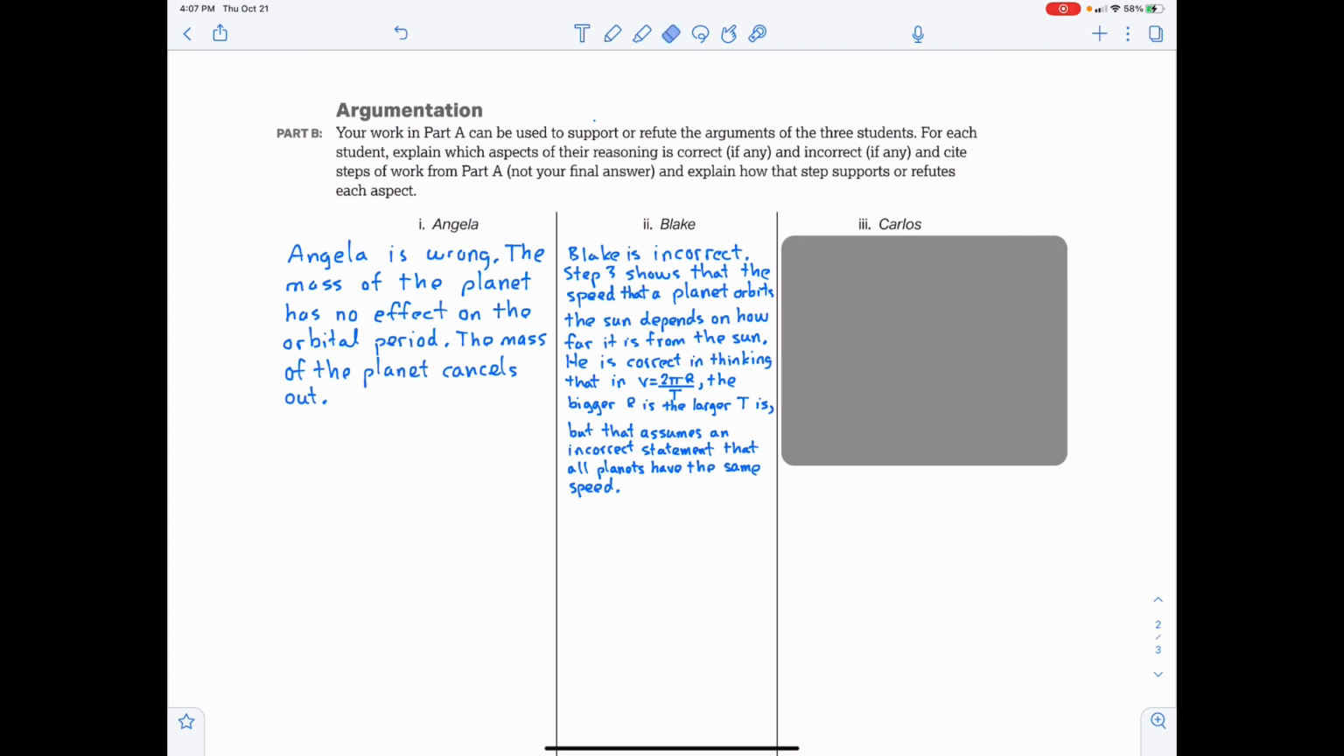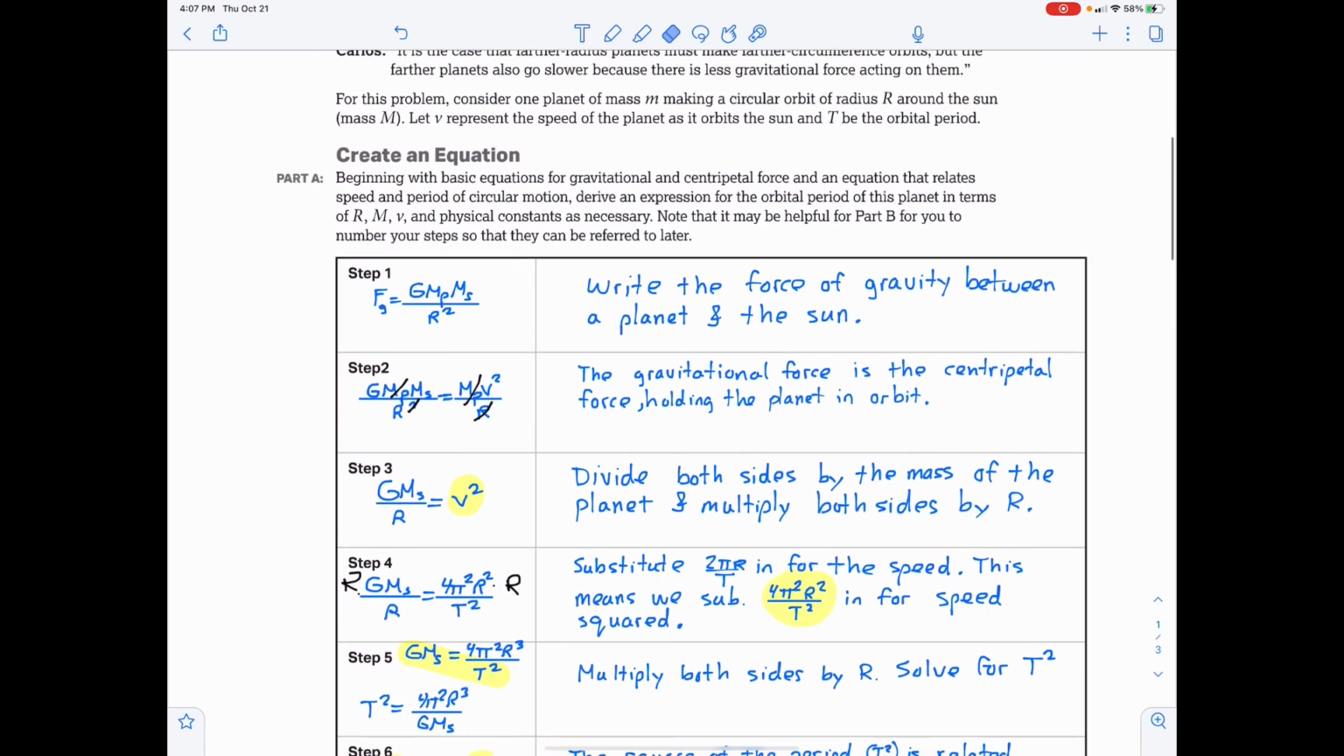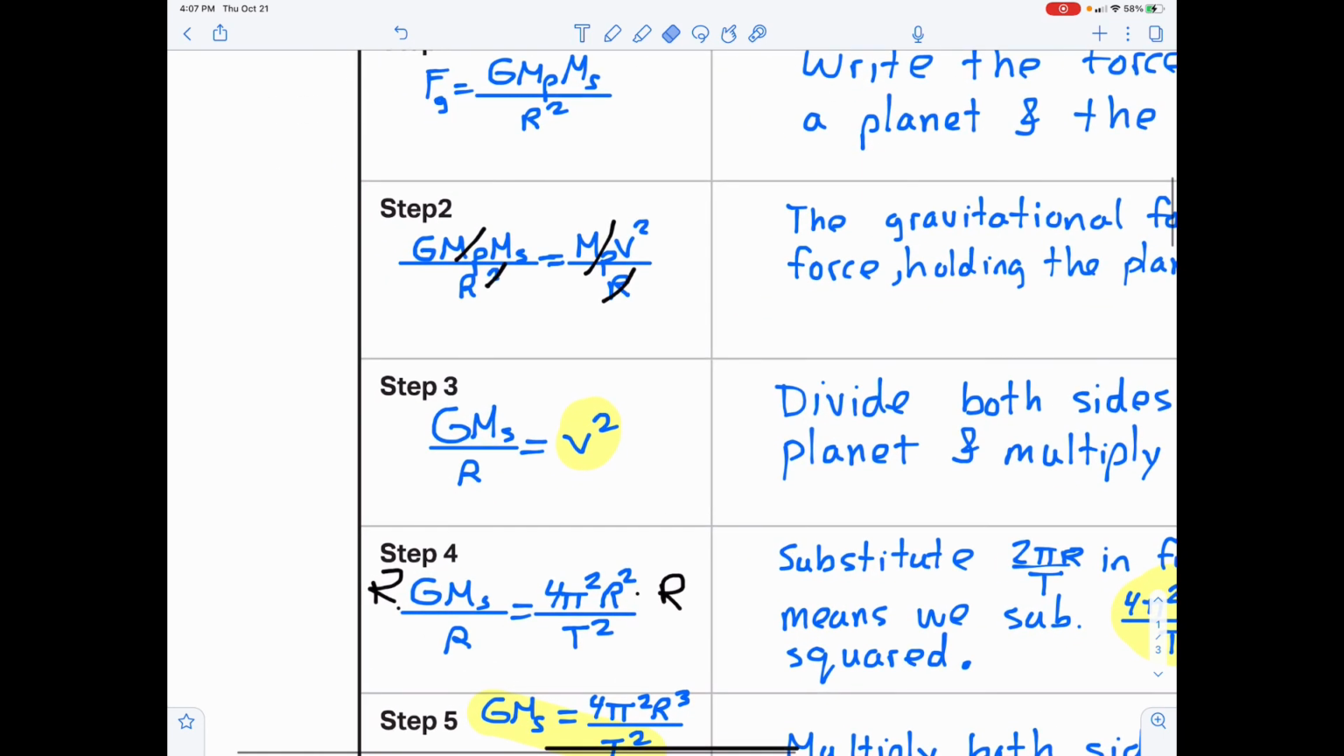Carlos is correct. There is less gravitational force acting on planets farther from the sun. And yes, there is a slower speed for those farther planets from the sun, as we see in step 3. So looking at step 3 again, the farther you are out, the slower your speed is going to be. And that has to do with less gravity.